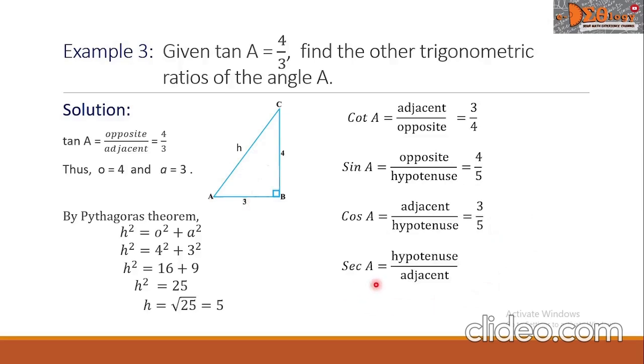Next is the secant A. This is the reciprocal of cosine. So cosine is 3 over 5. Secant is 5 over 3. And the last is the cosecant A. This is the reciprocal of sine A. Sine A is 4 over 5. So cosecant is 5 over 4.